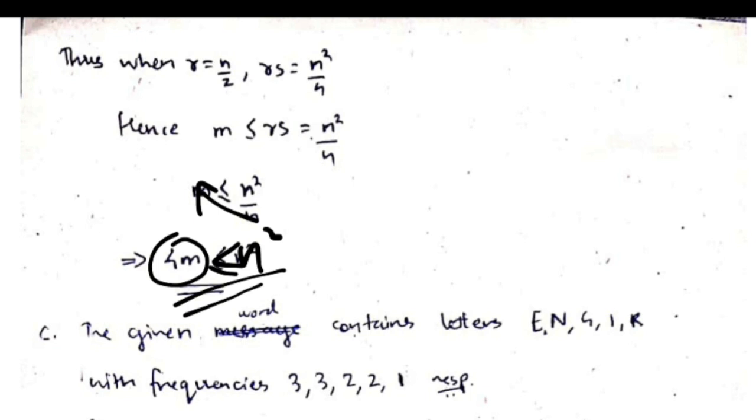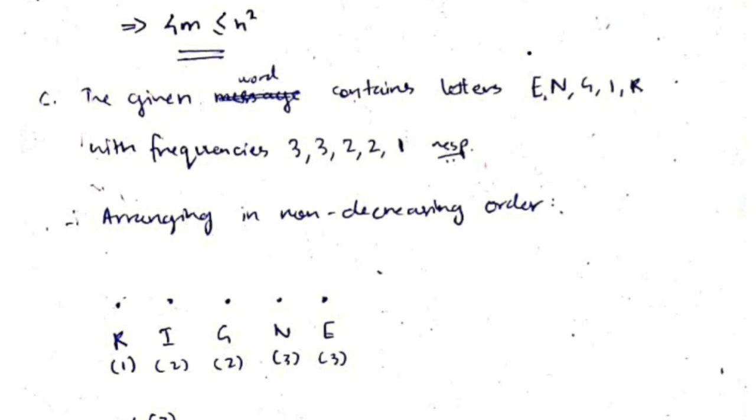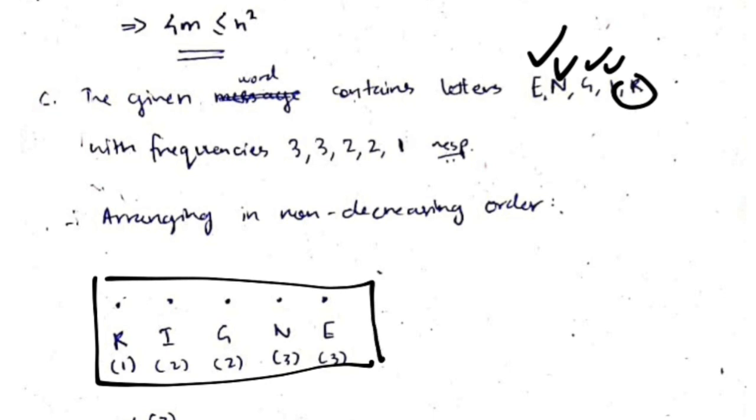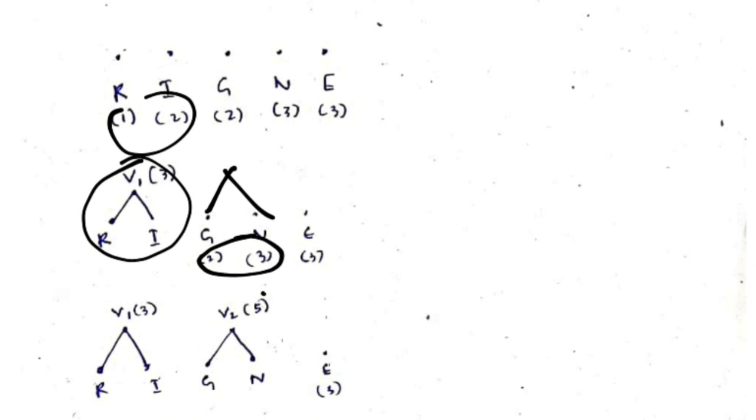The last question is: construct an optimal prefix code for the letters of the word engineering, hence deduce the code for this word. So in engineering we have 3 E's, 3 N's, 2 G's, 2 I's and 1 R. The frequencies will be arranged in increasing order, and then we'll merge the least 2 together, which is 1 and 2, and we get 3. Then the least 2 are 3 and 2, so we'll merge them together. Or we can do this also, since this is also 3 and 2, we'll merge them together. In the question it is done in this way, so we can do this as well.